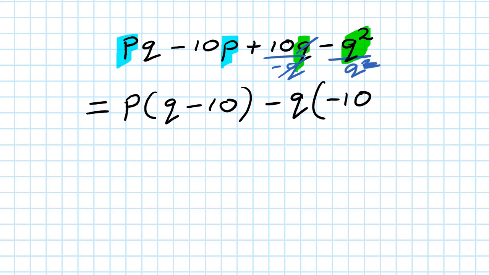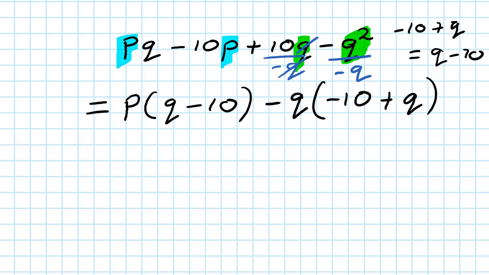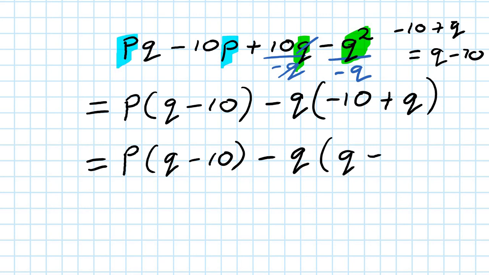Dividing by negative q, I just reduce it, so rewrite it: negative q gives me positive, so that becomes plus q. Now remember, minus 10 plus q is the same as q minus 10. These two are the same, so I just rewrite it out for you. That becomes p times q minus 10 minus q times q minus 10.